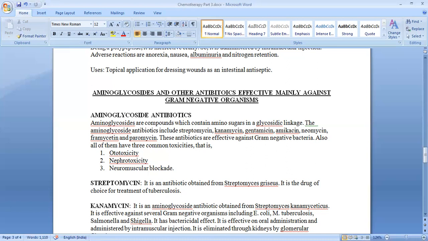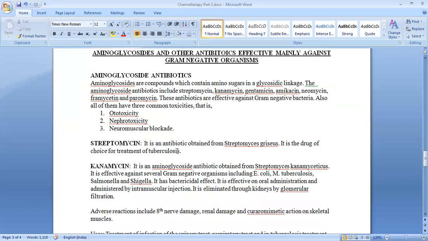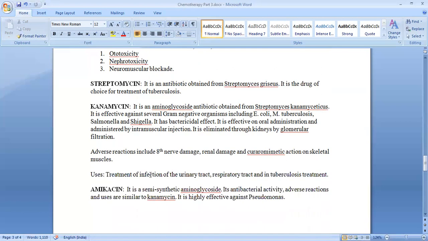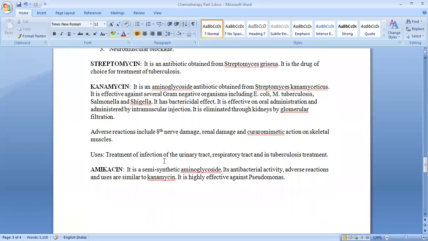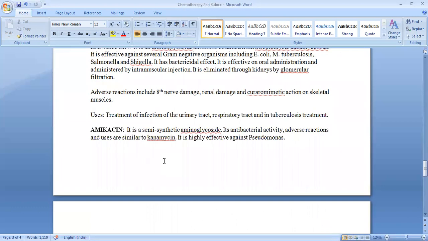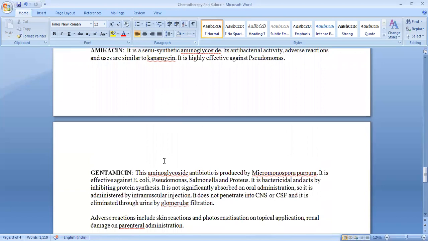So streptomycin is generally preferred for treating tuberculosis. Kanamycin can be used, and it is also used against tuberculosis, and to treat infections by salmonella and shigella, which result in certain types of gastroenteritis or diarrhea and such conditions. Then it can also be used to treat infection of the urinary tract and respiratory tract. Amikacin is similar to kanamycin, and it is very effective against infections caused by Pseudomonas organisms.